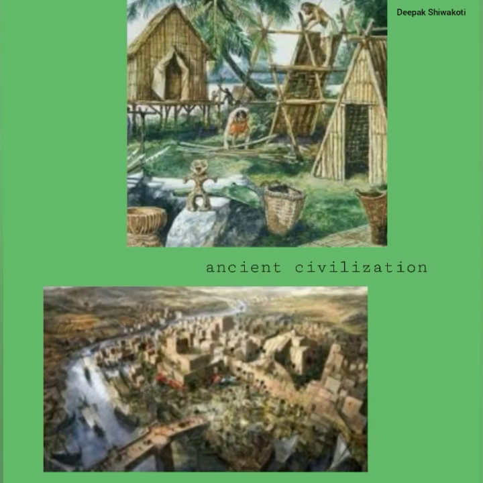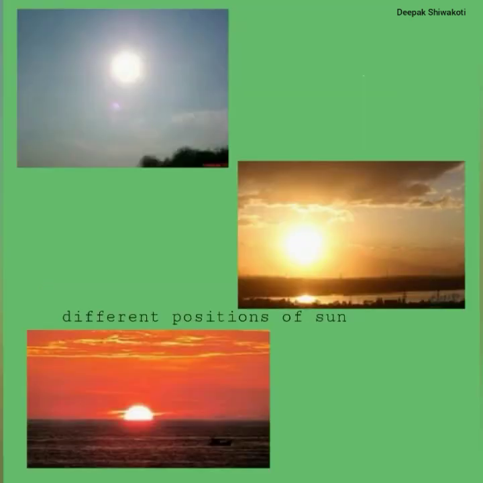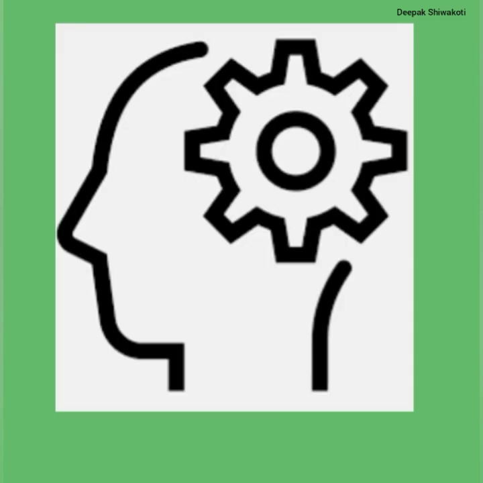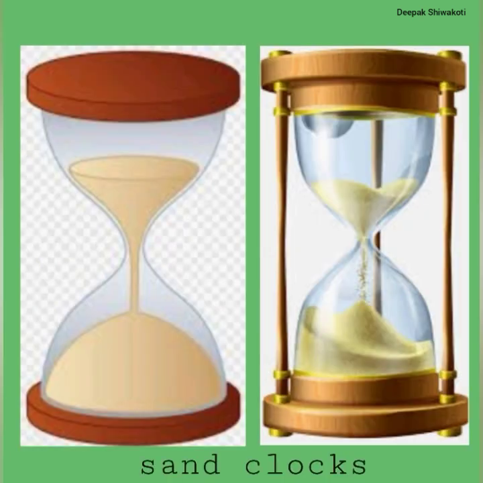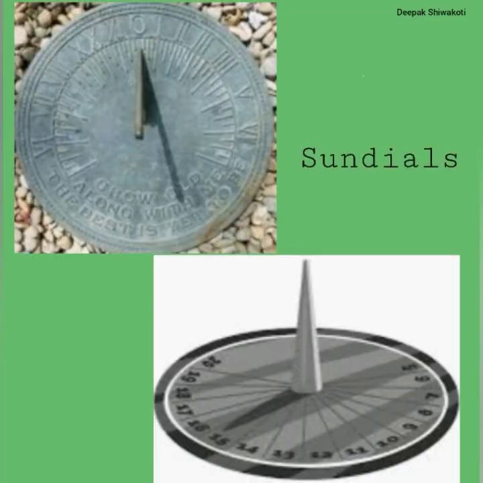In early days of human civilization, we used to measure time according to the position of the sun in the sky. Slowly, man developed the concept of time, and many instruments were developed in those days, like water clock, sand clock, sundials, and etc.